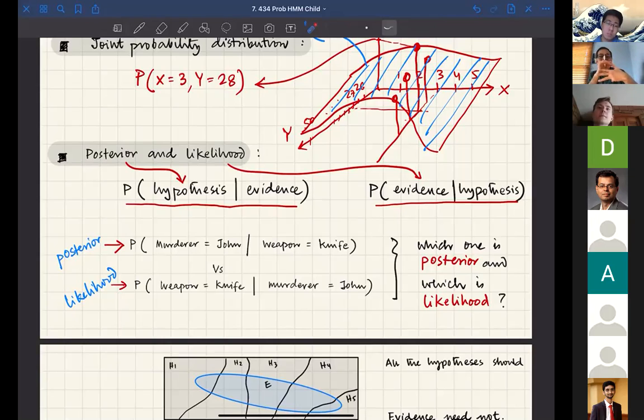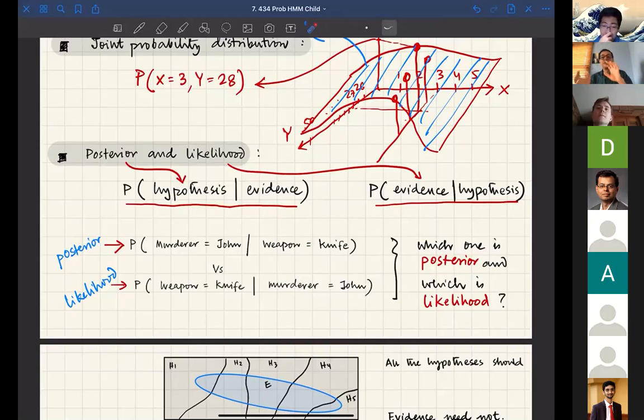So this means you are trying to find the random variable W, meaning weapon, where W equals knife, ratchet, pistol, rope. All these four are the entire sample space. This covers all the possibilities. There's nothing else. Then that weapon becomes your hypothesis.